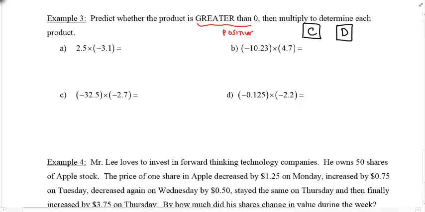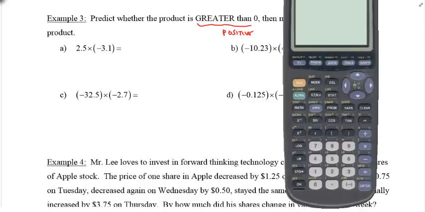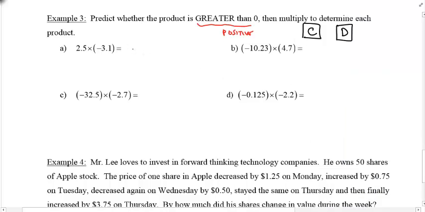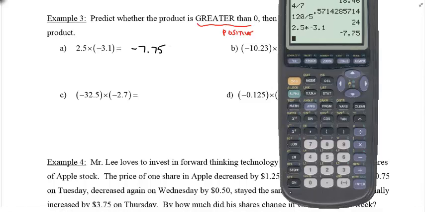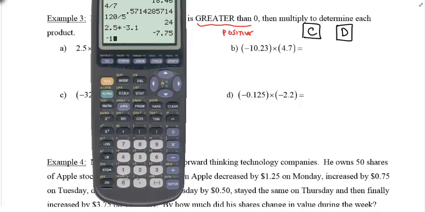And now just to go and calculate, just use your calculator and punch it out. 2.5 times negative 3.1, negative 7.75. Go ahead and do these on your own and double check your answer with mine.